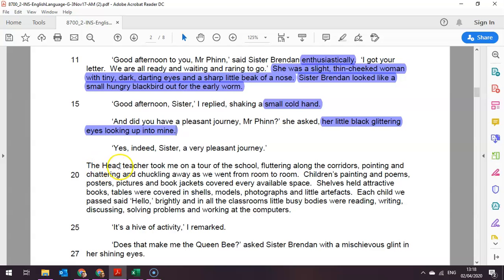Here the head teacher is taking the inspector on a tour. She's fluttering. She's pointing and chattering and chuckling. So while these are her actions, they're fairly descriptive. They're not simply walking or speaking. They're quite detailed.